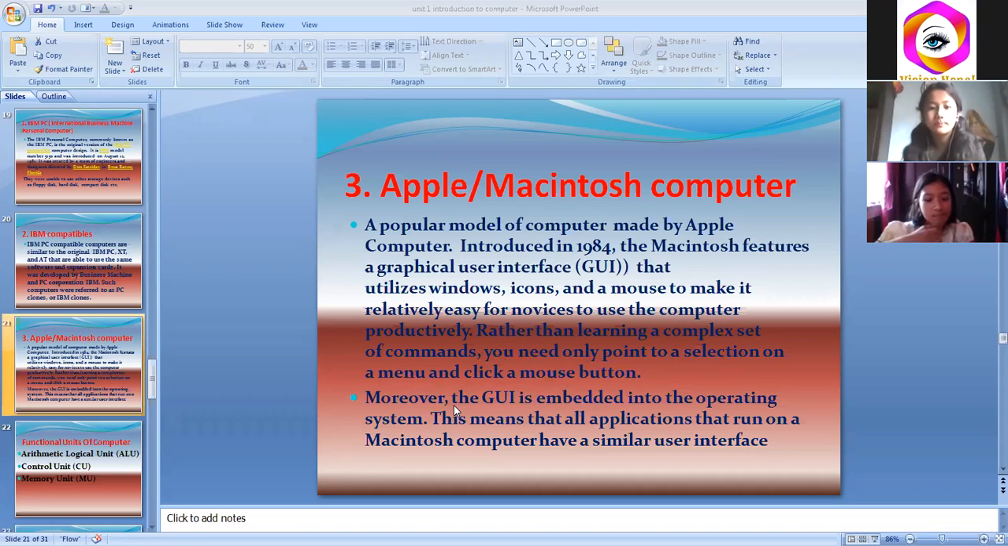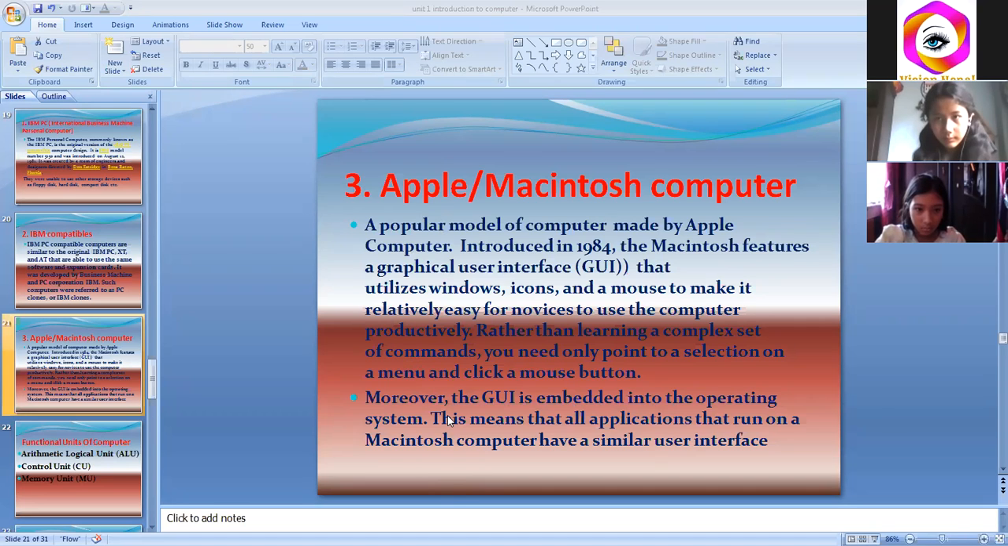Moreover, the GUI is embedded into the operating system. This means that all applications that run on an Apple or Macintosh computer have a similar user interface. Okay, GUI is embedded into the operating system. That means we can feel easy to work and multitask at the same time. This is another brand of computer.